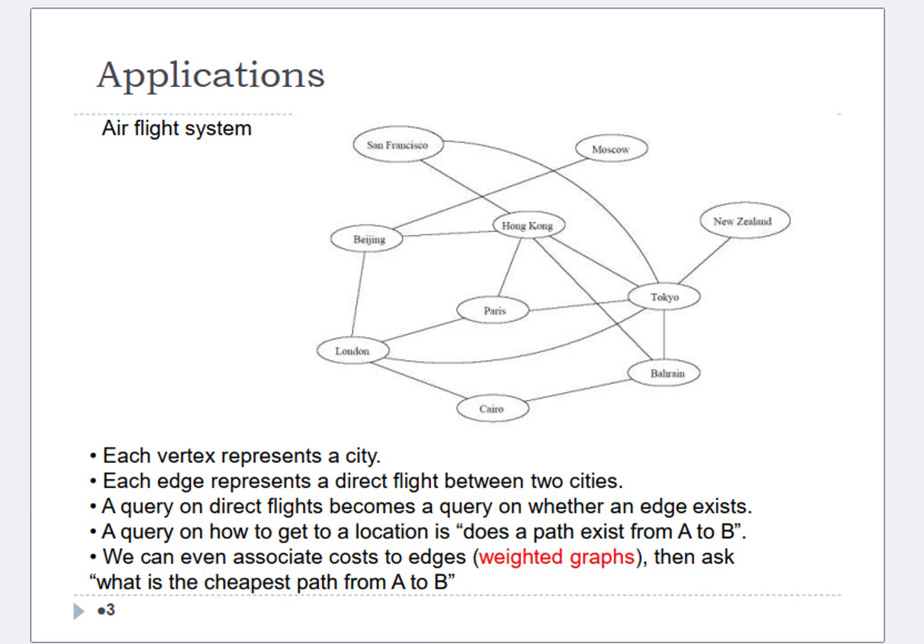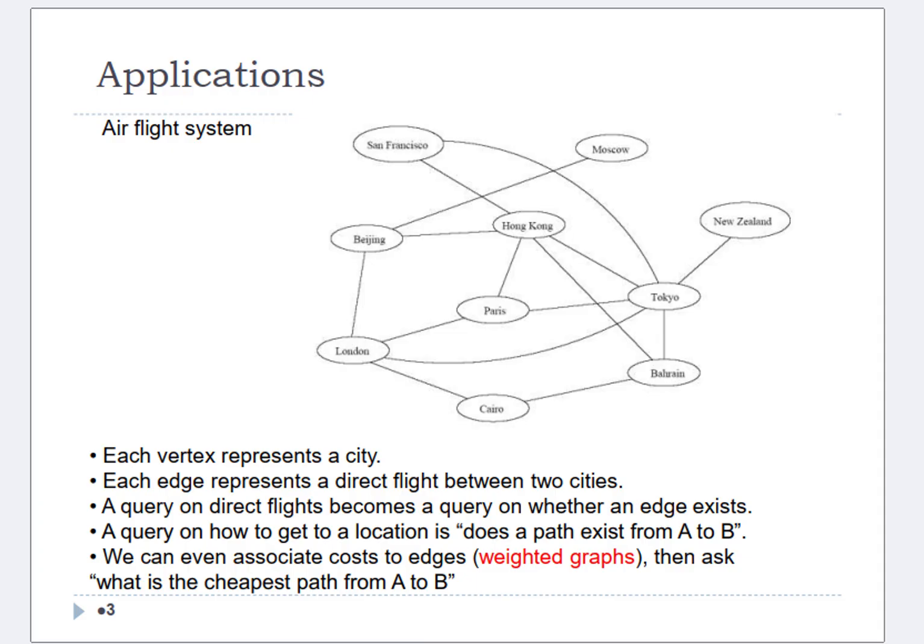2. Applications: the air flight system. Each vertex represents a city. Each edge represents a direct flight between two cities. A query on direct flights becomes a query on whether an edge exists. A query on how to get to a location is: does a path exist from A to B? We can even associate costs to edges, making weighted graphs, and then ask what is the cheapest path from A to B.